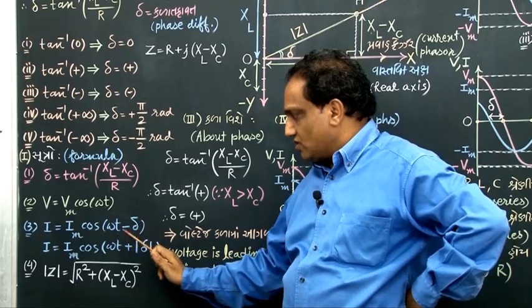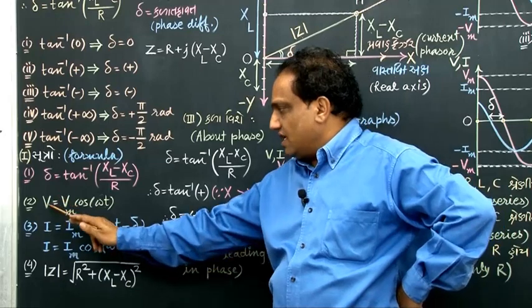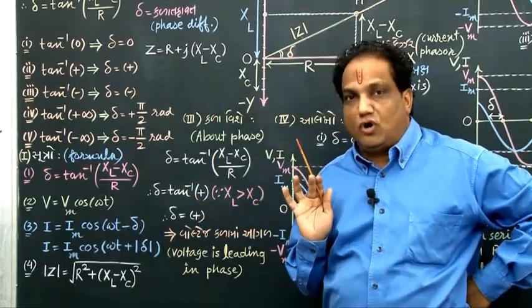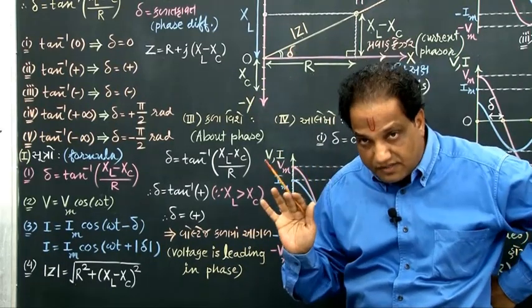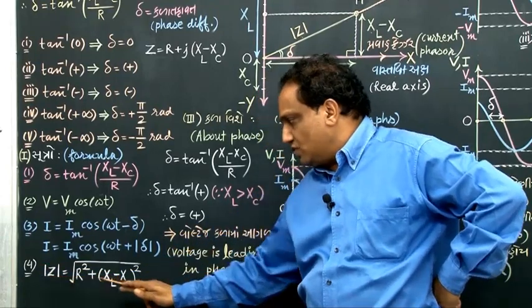So, this phase also will become omega t. This phase is already omega t. So, voltage and current will have the same phase, meaning they are said to be oscillating with the same phase. Come on. This is formula number 4, as it is, no change.